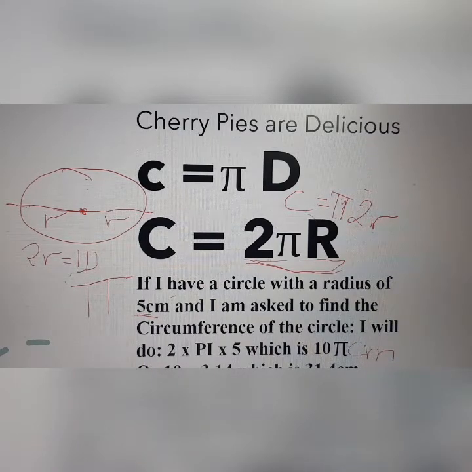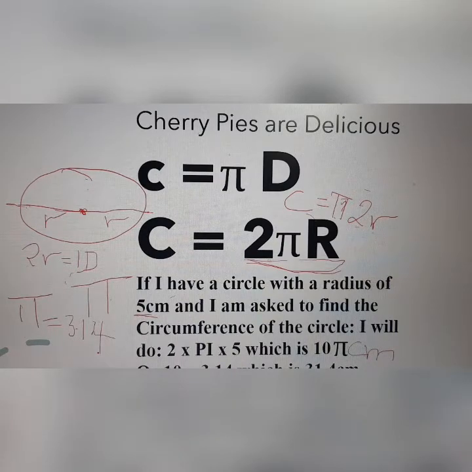If I wasn't told to leave my answer in terms of pi, I will need to multiply 10 by 3.14, because pi, remember, let's write that down. Pi is 3.14 approximately. Remember that, and you've got to always remember that. All right, so that is that bit on pi.